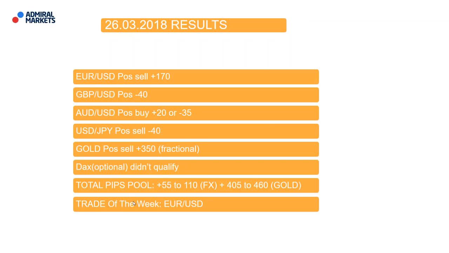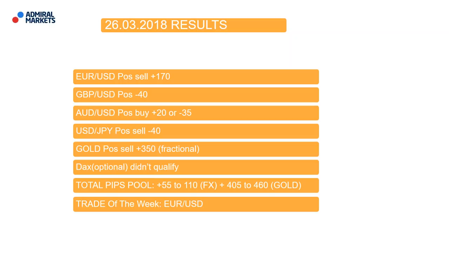This is the result for 26th of March. So previous week result, and euro dollar was the trade of the week, 170 possible pips on euro dollar. Pound dollar was a loss, minus 40. Australian dollar was either plus 20 or minus 35, depending if you protected your trade or not. Dollar yen sell position was minus 40. Gold fractional 35 or 350. I mean, it depends how you count the pip count, but it was a good trade.